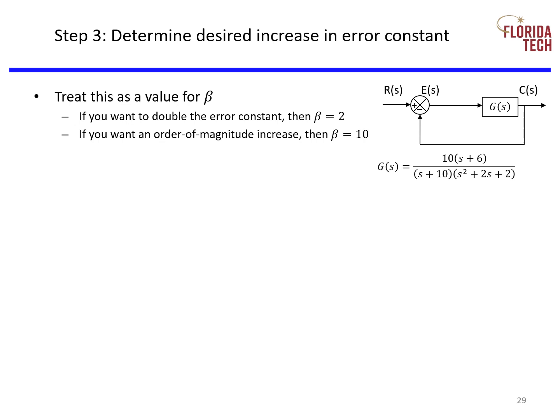We know Kp was 3, and we need this to go up. It may need to be doubled or go up by an order of magnitude, which is a factor of 10. Let's say it needs to go up by an order of magnitude. We'll start by setting beta equal to 10 and see how this works.